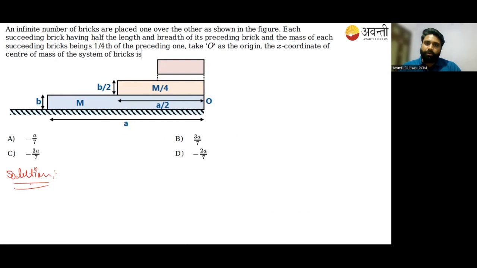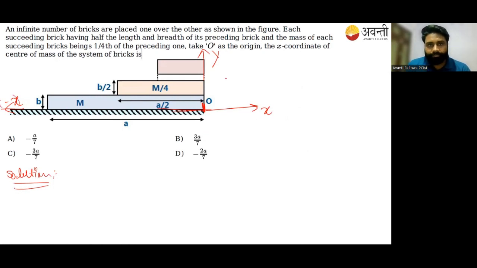So take O as the origin. Find the x coordinate of the center of mass of the system of bricks. So what do we do? We take this O as the origin. This is the y-axis and this is the x-axis. Okay. Also, this is the positive x-axis. So this is the negative x-axis.